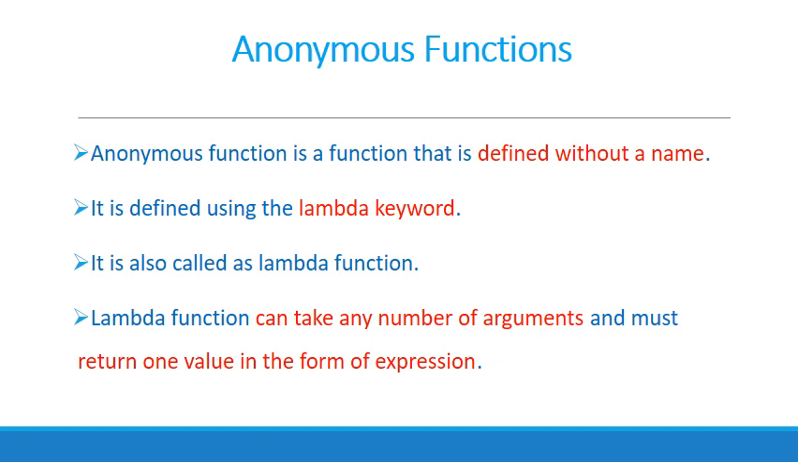So in Python, an anonymous function means a function that is without a name. And we already know that the def keyword is used to define a normal function in Python. Similarly, here the lambda keyword is used to define an anonymous function in Python. And this function can have any number of arguments, but only one expression is a must, which is evaluated and returned. So this is called an anonymous function.